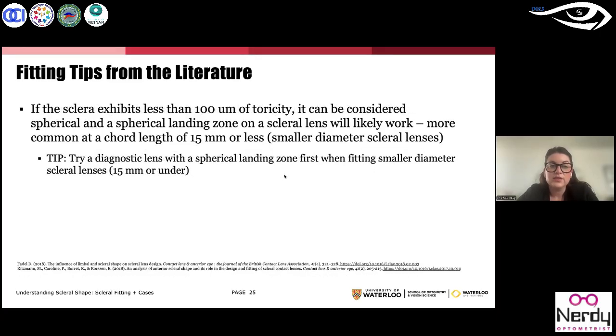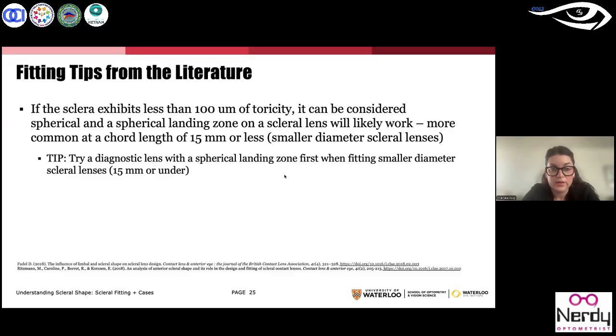Typically, if the sclera exhibits less than 100 microns of toricity, we would consider it spherical, and a spherical landing zone will likely work. And this is where the conjunctiva helps a little bit with that offset. Typically at a chord length of 15 millimeters or less, the majority of healthy eyes exhibit about 100 microns of toricity. So this really comes into play with those smaller diameter scleral lenses.